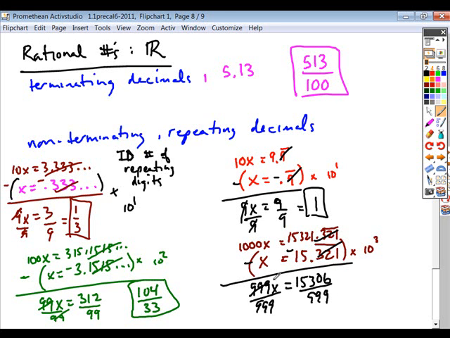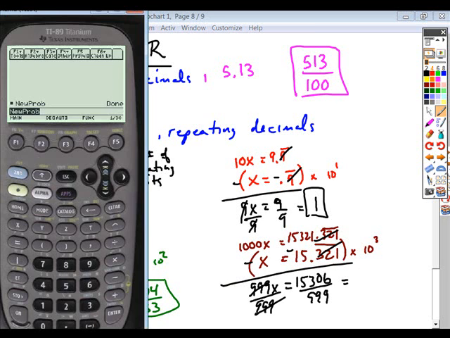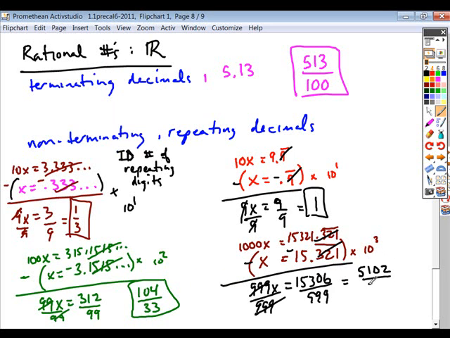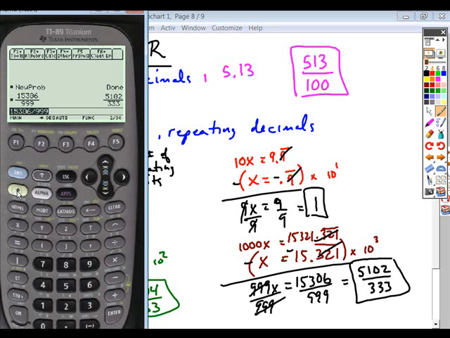Divide by 999. That isolates your x. So if we take 15,306 and divide by 999, hit enter, we have 5102 over 333, and that is the simplified rational form of that repeating decimal. Now, if I want to verify it, I simply take this, hit the green diamond button, enter, and it shows 15.321321321. It shows that that is the correct form of that repeating decimal.